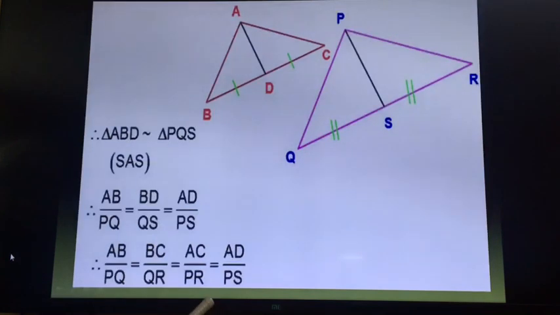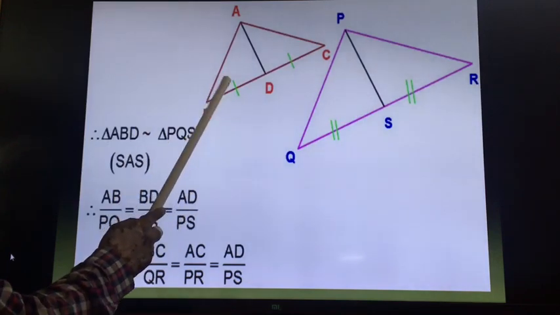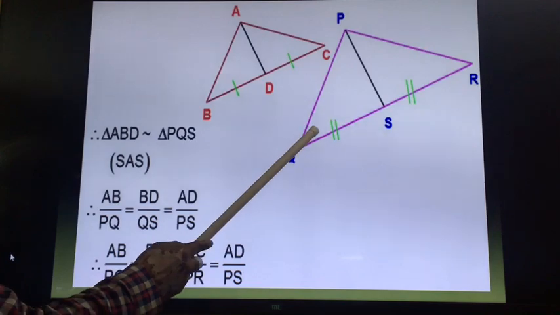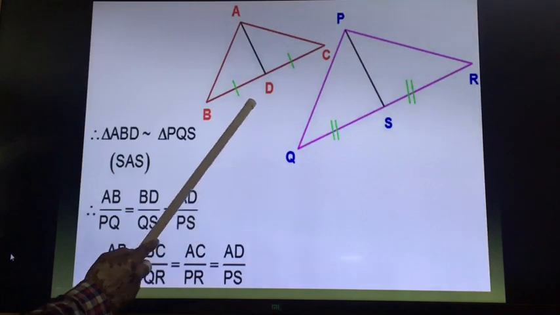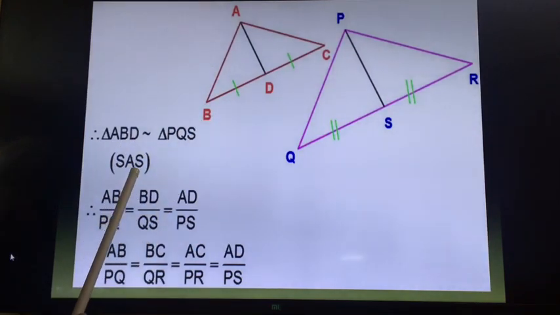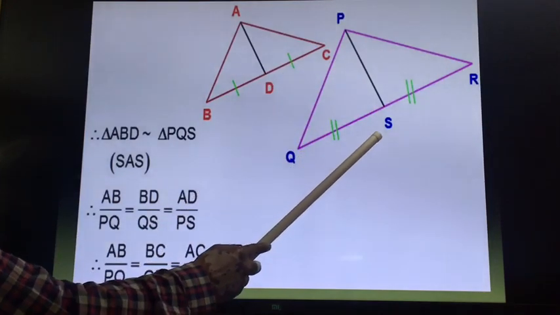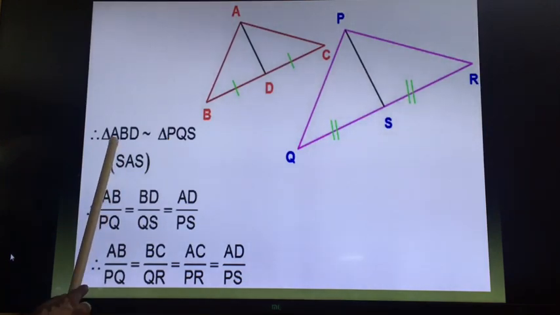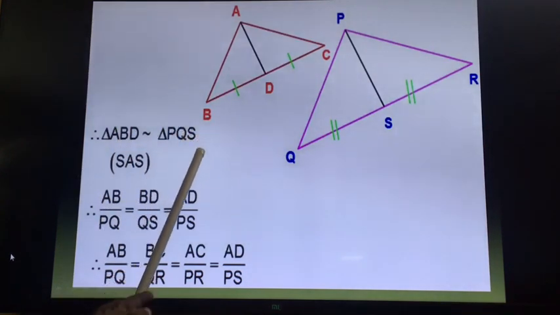And in these two triangles, because two sides are proportional, and angle B is equal to angle Q because triangle ABC is similar to triangle PQR, we can say by SAS that triangle ABD and triangle PQS are similar. If these two are similar, then their sides are proportional. So AB upon PQ is equal to BD upon QS is equal to AD upon PS.